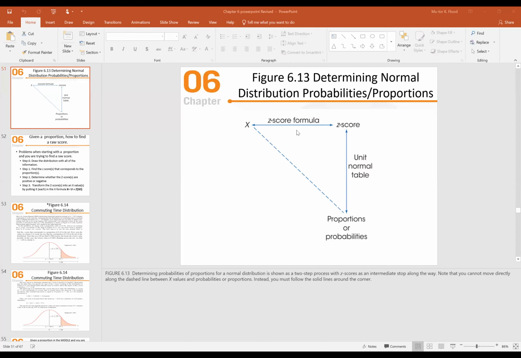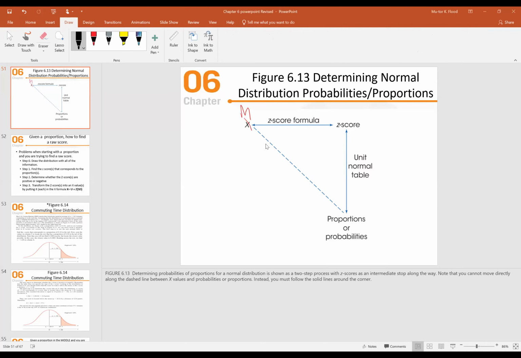This is from chapter 6, right? This is the kind of cheat sheet on what to do, right? But the only thing that we're going to change in this is that we're not starting with X scores anymore. Now we're starting with sample means. So that's really the only thing that's changed from this, right? So if they give you the sample mean and they ask you to find a proportion, well, you're going to take the sample mean, then find a z-score, and then using that z-score, you're going to find the proportion or the probability.